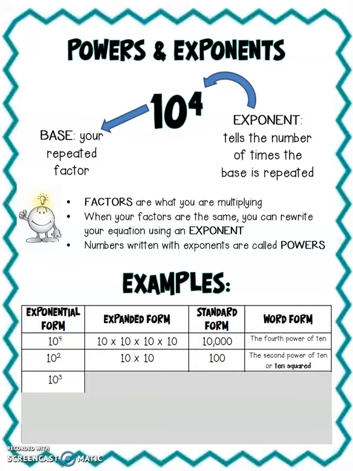Let's look at 10 to the third. I have a base of 10, which tells me I'm repeating the 10, and an exponent of 3, which tells me it will be repeated 3 times. 10 times 10 times 10. That gives me 1,000 as my standard form value, and in word form, I would call that the third power of 10, or 10 cubed. And you can remember the 10 cubed because you have 3 dimensions, length, width, and height, on a cube, so repeating the base 3 times would get you the 3 dimensions.